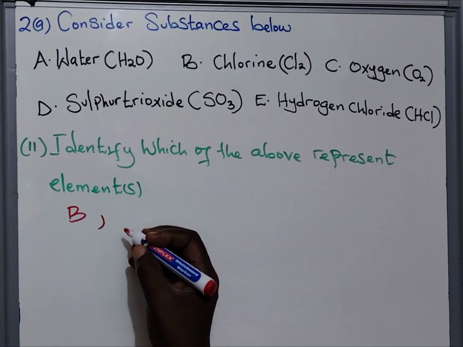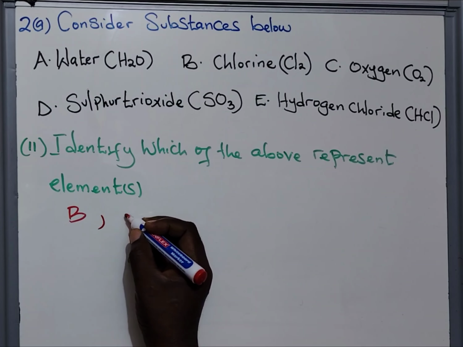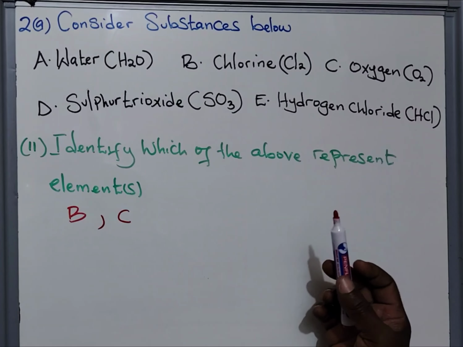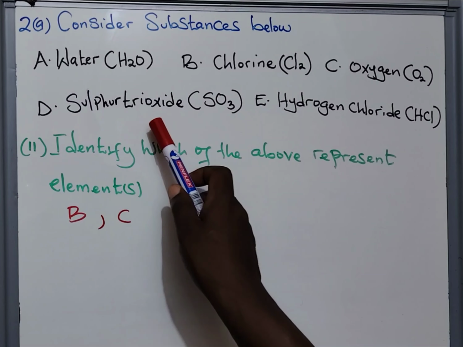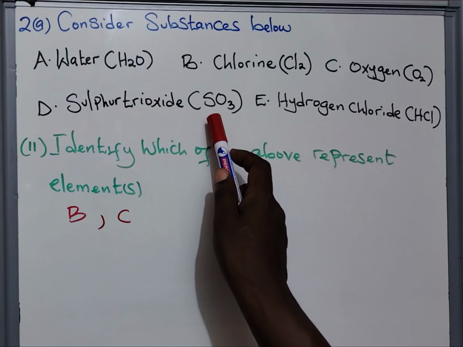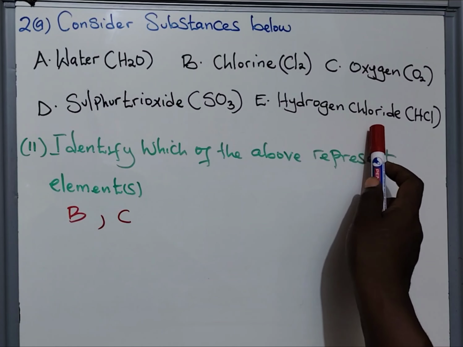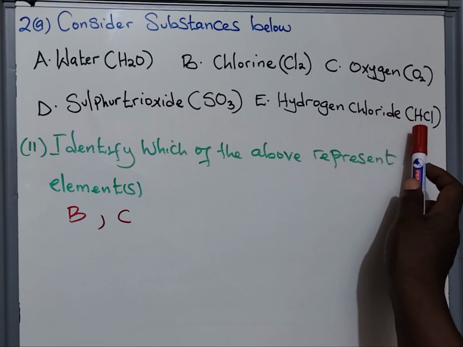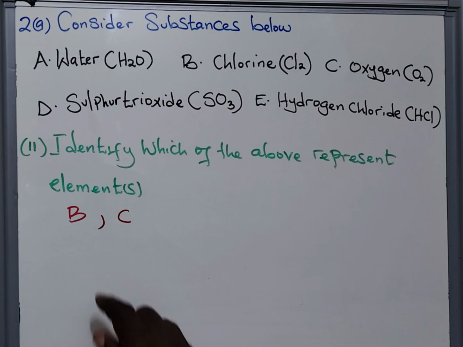Next one is C. Oxygen consists of only one type of atoms, which are oxygen atoms. Sulfur trioxide is not an element because it consists of sulfur and oxygen atoms. Hydrogen chloride is not an element. It consists of hydrogen and chlorine atoms. So our answer is only B and C.